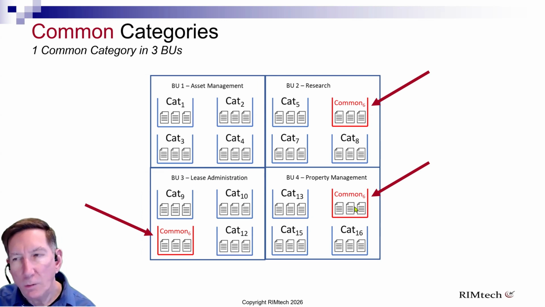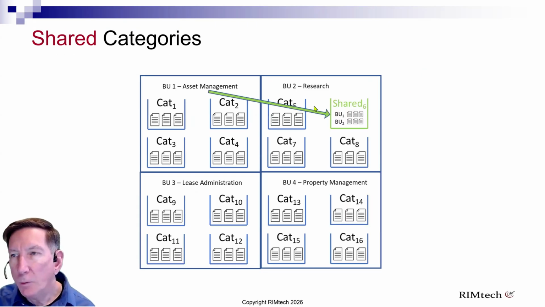So they each have their own copy of that library and their own independent records. So there's now 3 piles of records for that activity called Common 6. That's what common is, a duplicate library, okay? Meanwhile, BU2 has a shared library, and they've invited BU1 in to play with them in there.